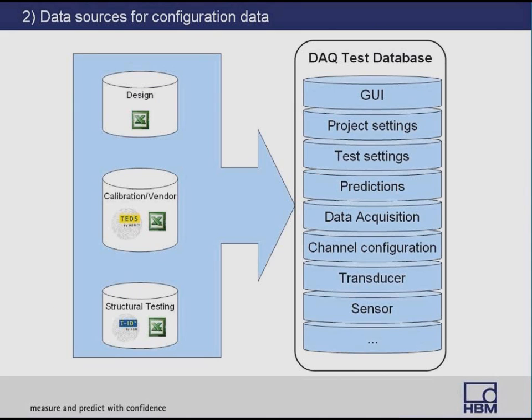All these different configuration data coming from the different departments, from the design department, from the calibration department, from the structural testing, have to be included in the data acquisition test database. This includes sensor information, transducer information, channel configuration, parameters for the data acquisition, predictions, test settings, project settings, and of course also the definition of the graphical user interface.